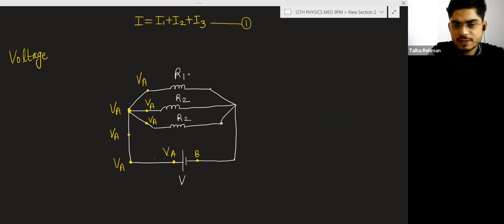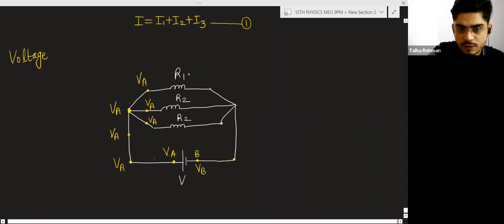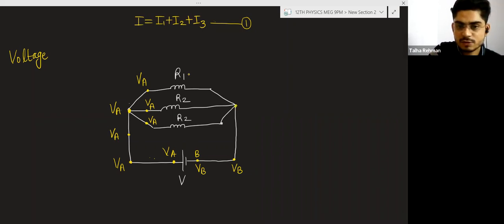And this is point B, so I am supposing the potential here is VB. You are moving like this. Here also the potential is VB, because moving from here to here there is no resistance in between. Now move like this. Here also the potential is VB, and here also the potential is VB.